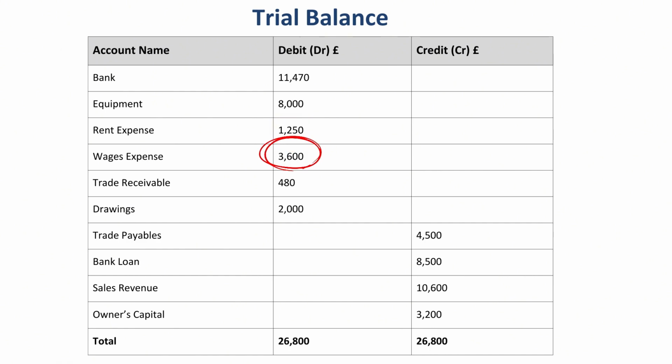Wages expense is £3,600. Wages or salaries are also expenses. As with rent, this account increases through debits, so the closing balance shows on the debit side.